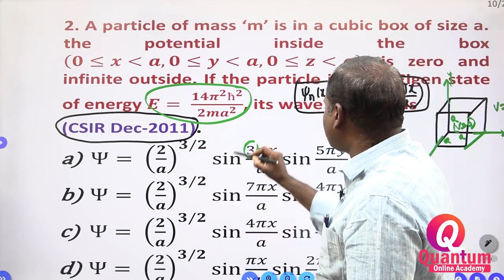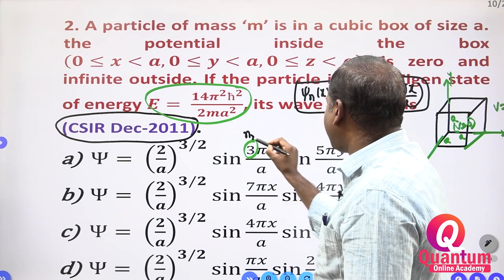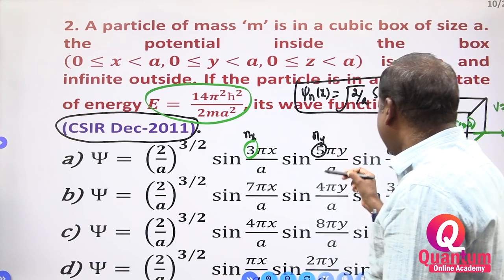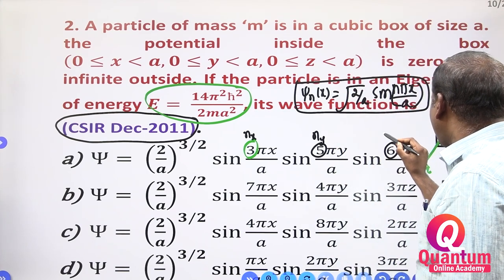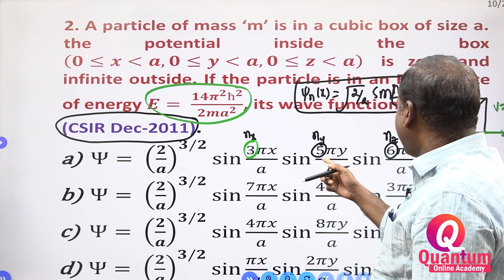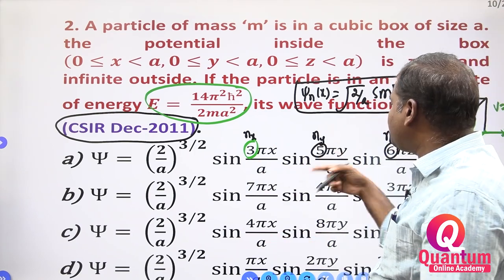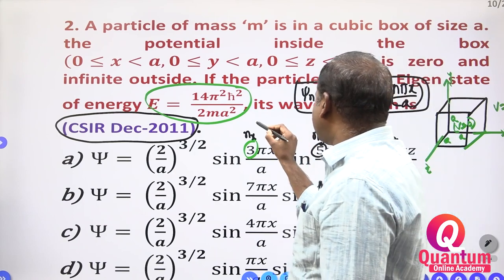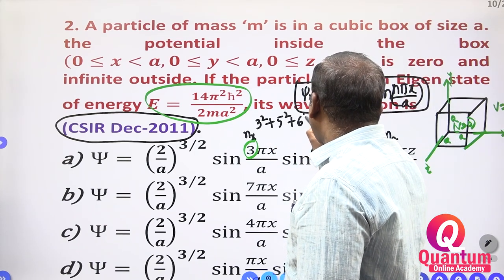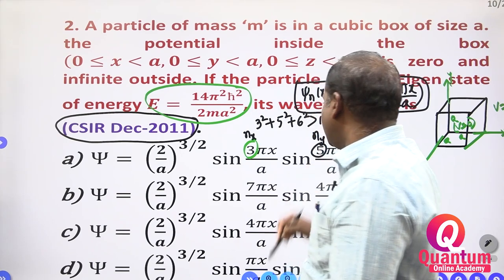Here nx is equal to how much? 3. ny is 5. Here nz is equal to how much? 6. 3 square plus 5 square plus 6 square won't become 14. It is exceeding 14, right?